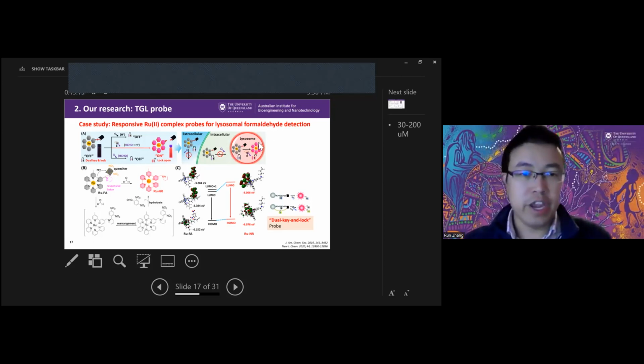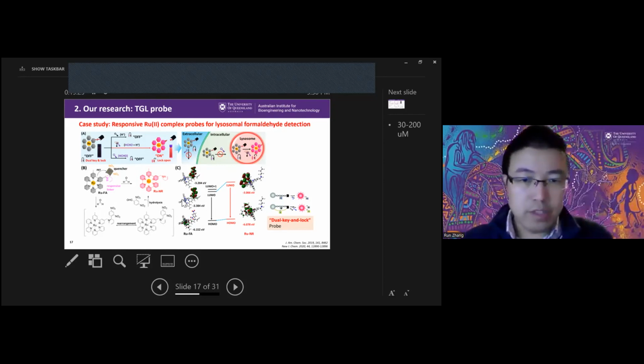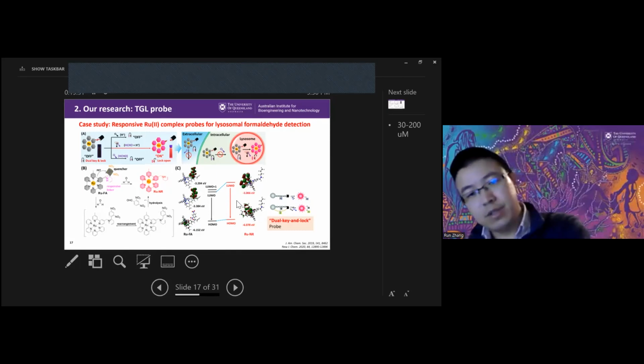so we can use this probe for the lysosome formaldehyde detection. Here shows the chemical structure and the sensitive reaction of the probe with the formaldehyde. And we can see here the quench of the luminescence is because of the photo-induced electron transfer from the metal to the quencher here, DMT. So after cleavage of this part, we can see the typical metal-to-ligand charge transfer process of the iridium complex.